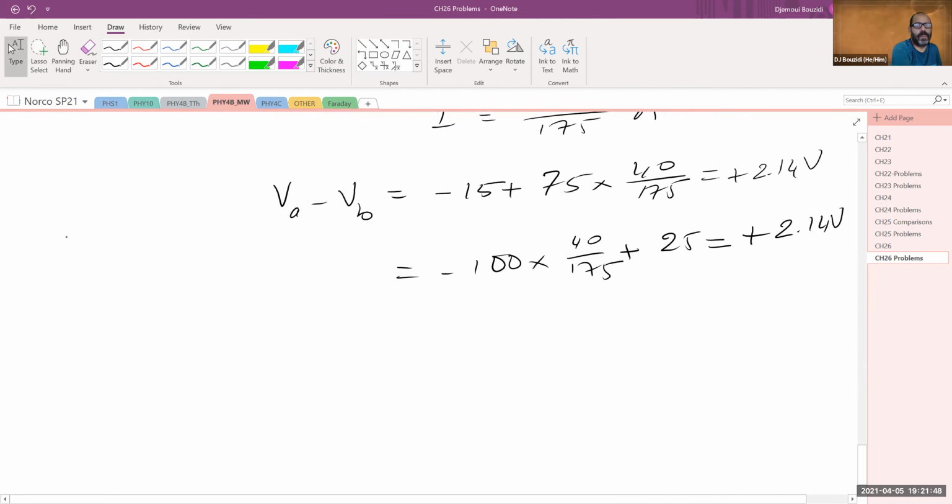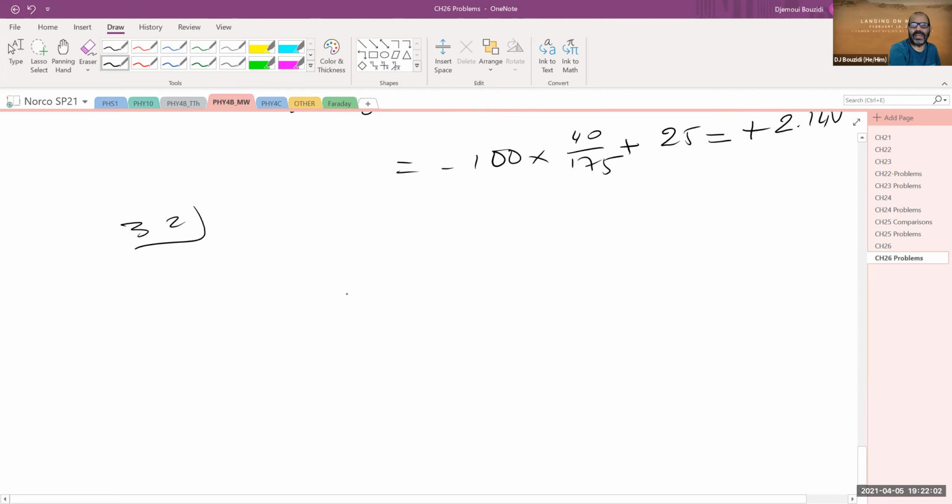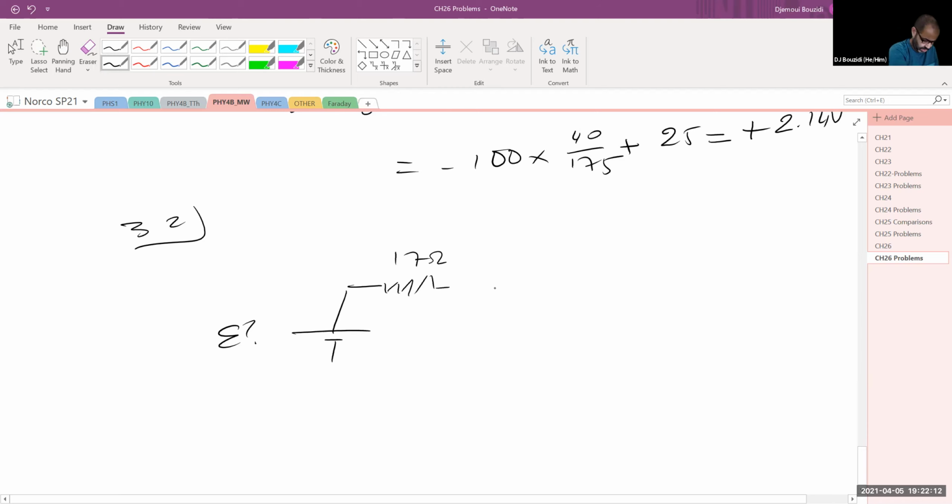Problem 32, which is really the opposite of problem 30. So you have to really pay attention to this kind of problem. Problem 32 says that in the circuit shown, they have an EMF whose value they don't know. So we have a battery in here with an unknown EMF, connected to a 17 ohm resistor. And then we have a junction in here.